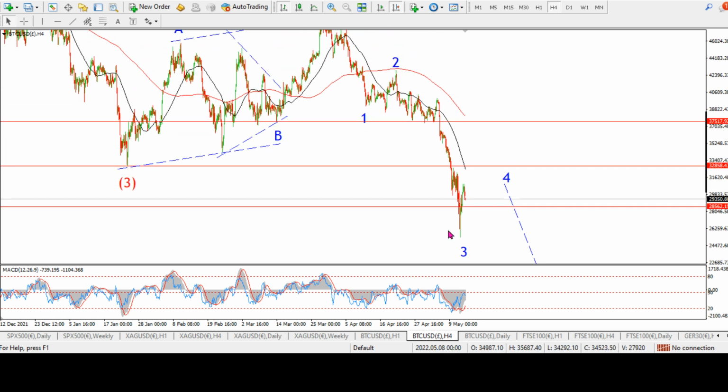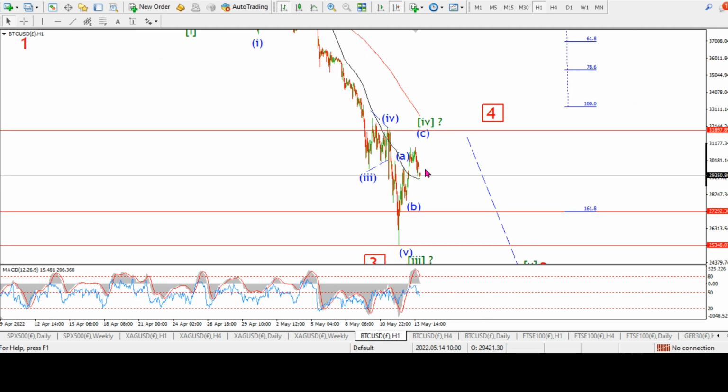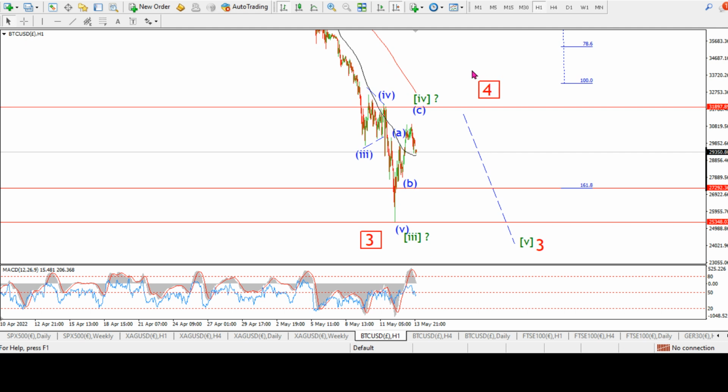And we'll probably consolidate around that 28,000 level in wave 4, and then fall again in wave 5 over the following week. So this week we'll probably see some sort of consolidation, 4th wave, and then we drop into a 5th wave. On the hourly count, you can see, still split between which degree this is actually operating in, much like silver, actually. So it's interesting how Bitcoin and silver are actually tracking each other step by step here.